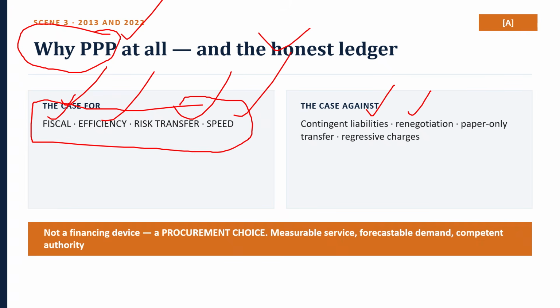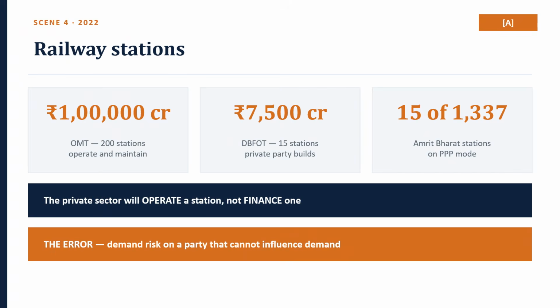A station has two revenue streams, and only one of them is passenger fares, which the concessionaire does not get. The monetizable stream is commercial: retail, parking, advertising, and above all, the real estate around the station. So station redevelopment is not a transport PPP. It is a real estate finance transport upgrade, and every difficulty follows from that.